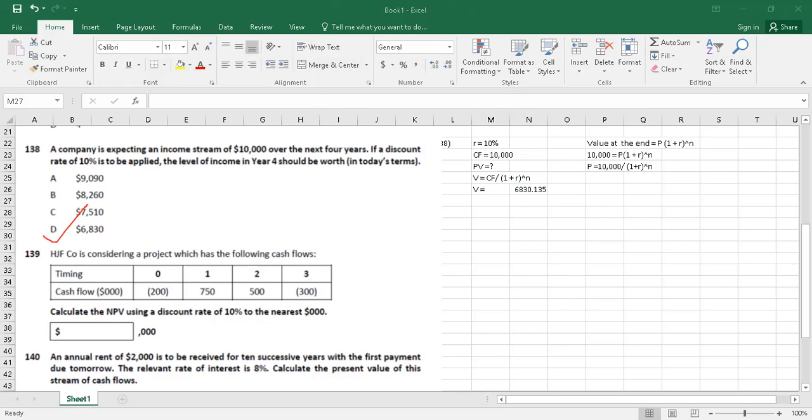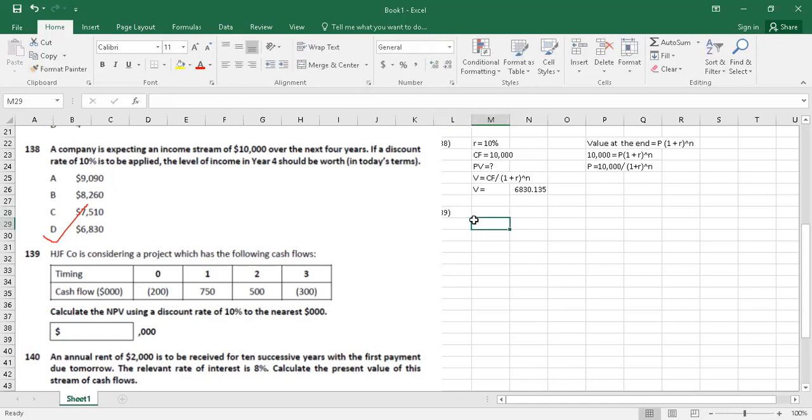Question number 139 says that HJF company is considering a project which has the following cash flows. We have years 0, 1, 2, 3, 4. Calculate the net present value, and the discount rate is 10%. So I'm just doing it here. Question number 139.